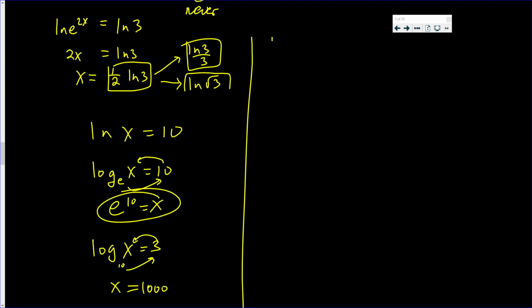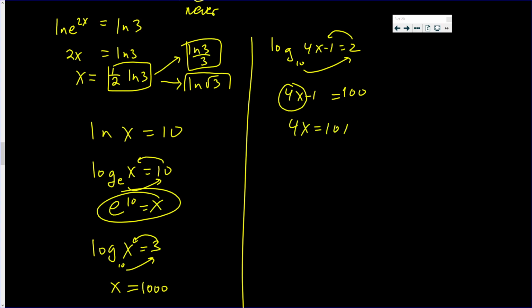Now, if I tell you log of 4x minus 1 is 2, remember there's a 10 there. 10 squared is equal to 4x minus 1. So that should be 101. Because when I take away 1, I get 100. So 4x is 101, and x is 101 divided by 4.